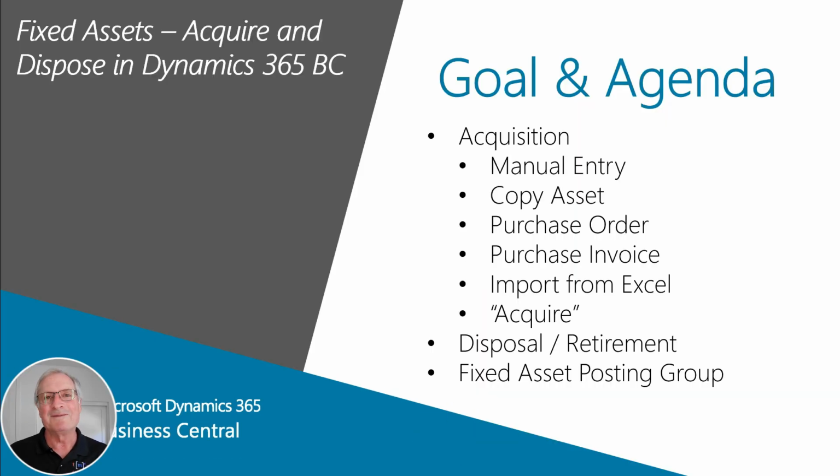There's a number of ways to get fixed assets added to your system in Business Central. There's a manual entry. You can copy an existing asset and create a new asset from that. You can add an asset through a purchase order or a purchase invoice. You can also import from Excel. And then the second step is acquiring that asset, so we'll take a look at that as well. And then we'll take a look at disposal and retirement. It's a fairly simple process.